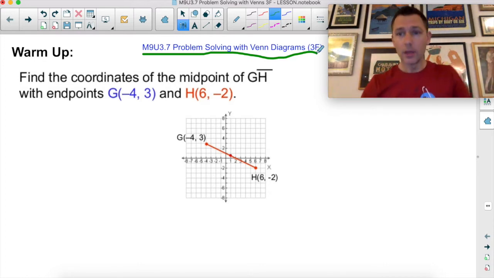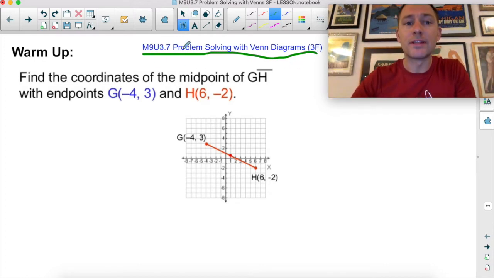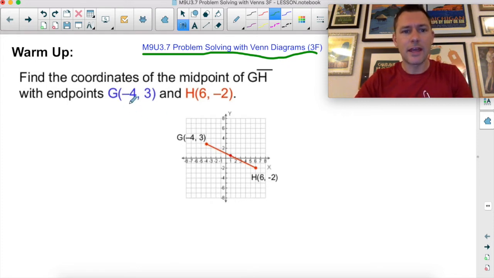Welcome, welcome. We're out of 3-7 problem solving with Venn diagrams and trying to find that midpoint for your warm-up. So pause me and go.